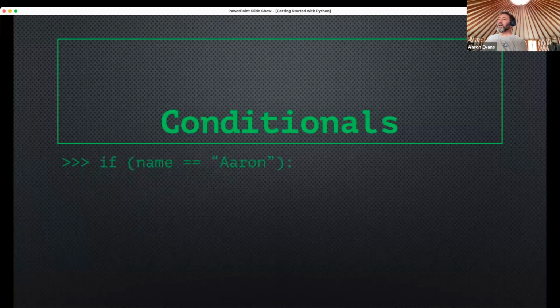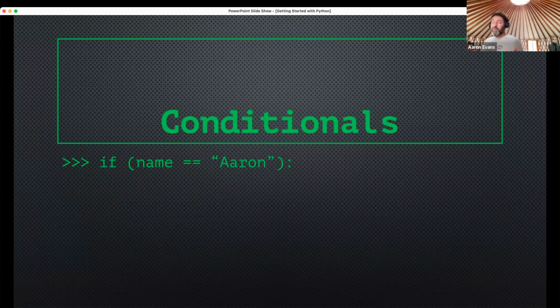What's the next thing? Conditionals. A conditional is a way to make your program branch or do one thing if some condition is true, or do something else if something else is true. So let's go ahead and try that in our interactive shell, right?